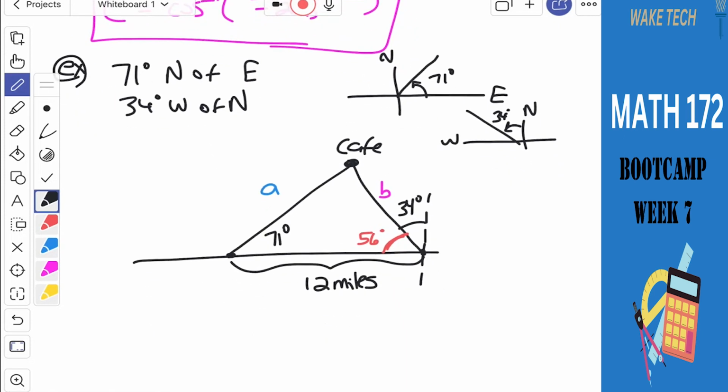How did you get 56? If I subtracted right, it's 90 minus 34. Oh, because these two together make a 90-degree angle. They make quadrant 2, so they should add to 90. Yeah, 56.